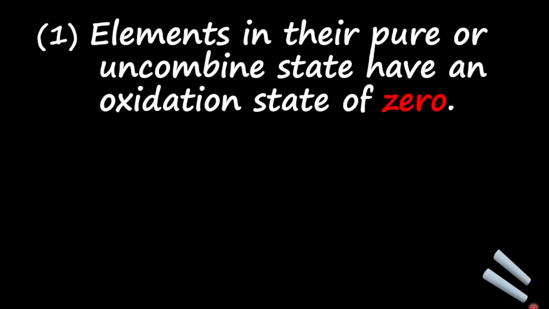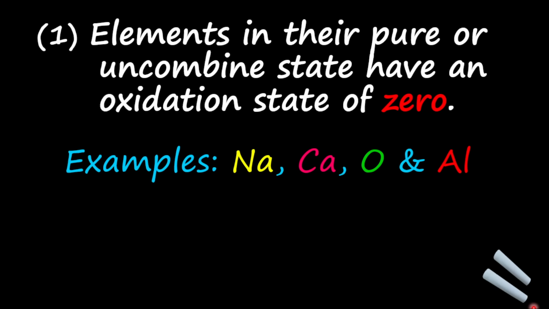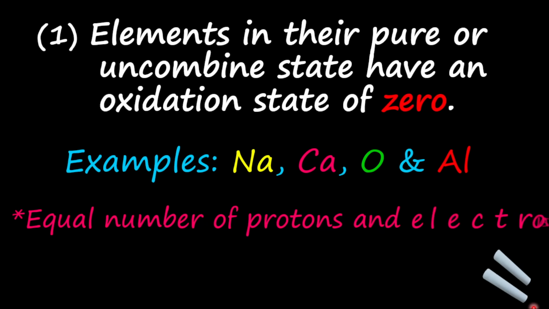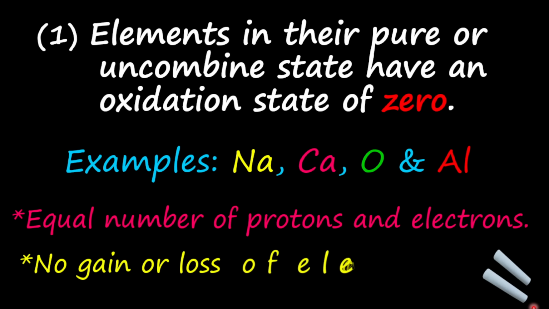The first one you have to know about all elements: elements in their pure or uncombined state have an oxidation state of 0. Because of course there was no loss or gain of electrons if it's just in the natural way. So for example, sodium, calcium, oxygen, and aluminum didn't lose or gain anything, so oxidation state 0. The reason for that is that the number of protons equals the number of electrons as well. Remember, we talked about the elementary charge of all elements in their pure form a little bit earlier.